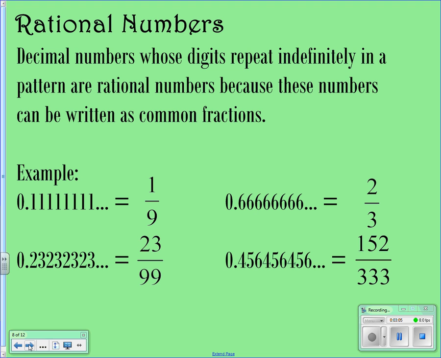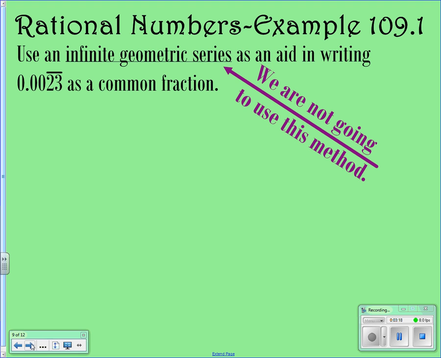And then 0.456 repeating can be written as 152/33. And so the way that we're going to do that is not using an infinite geometric series. So we are not going to use this method. So even though it'll say that on your homework, we're going to do it the way I'm going to show you today. We did this in Algebra 2, so you may remember it, you may not.